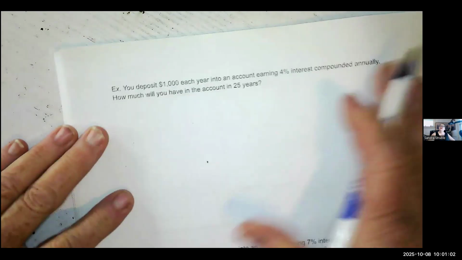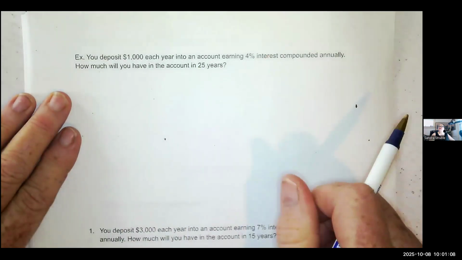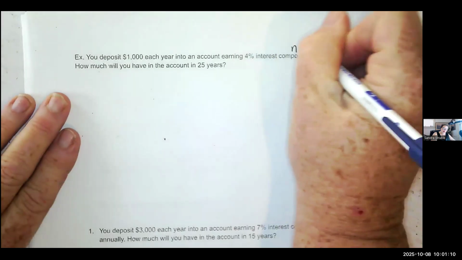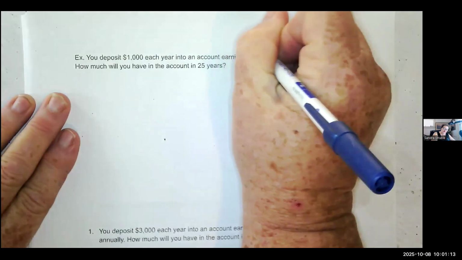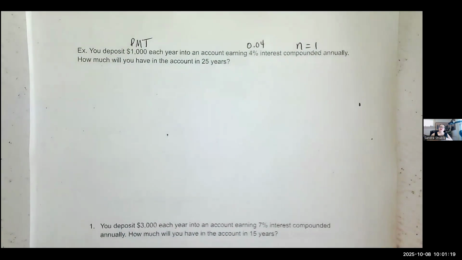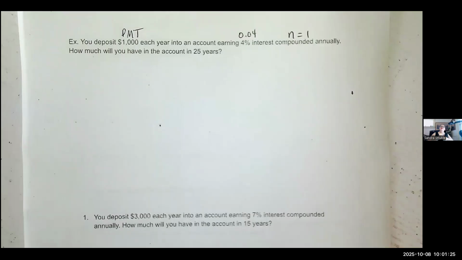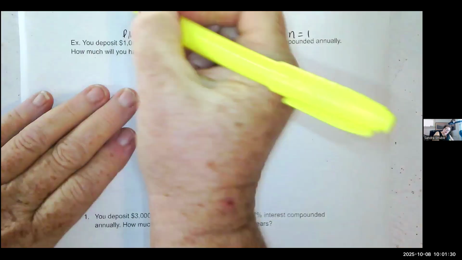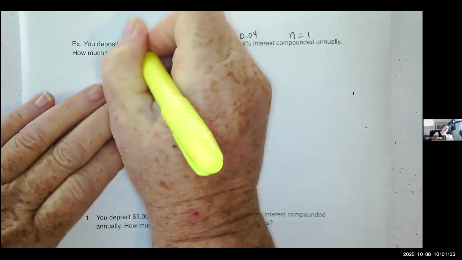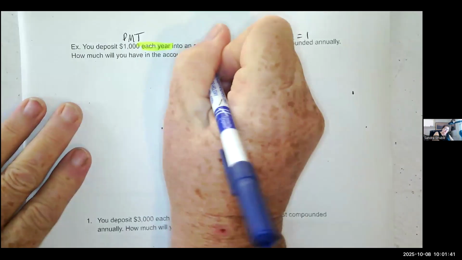So our first example is you deposit $1,000 each year into an account earning 4% interest compounded annually. So that tells me my n is going to be 1. My interest is going to be 0.04 and my PMT is 1,000. Now, how do I know that I'm going to use my annuity formula on this? And this is very simple. How often are you putting it in? If you're putting it in more than once, then you're not using your compound interest formula. And in this case, it says you're putting the money in each year. So because it says each year, you're putting the money into the account more than once, and you're going to need to use your annuity formula. And then our t is going to be 25.